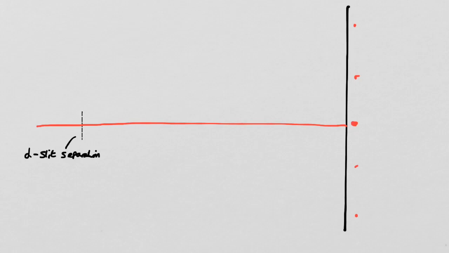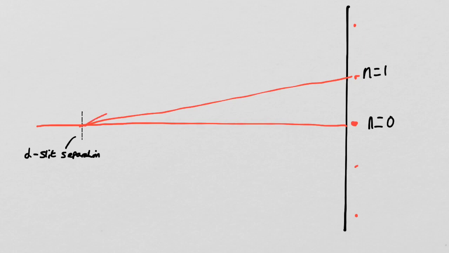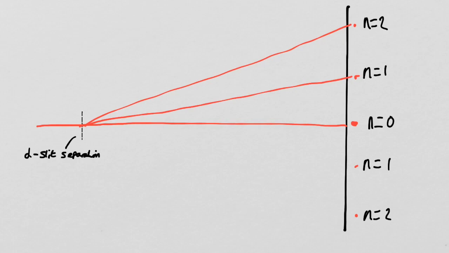This is our zero order maximum, n equals 0, and then we have a first order maximum there, which is n equals 1, a second order maximum where n equals 2, and you'll end up with the same underneath as well, n equals 1, n equals 2. In fact, you'll probably see more. You might see n equals 3, n equals 4, and so on.